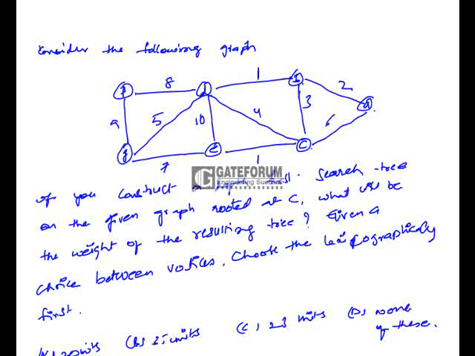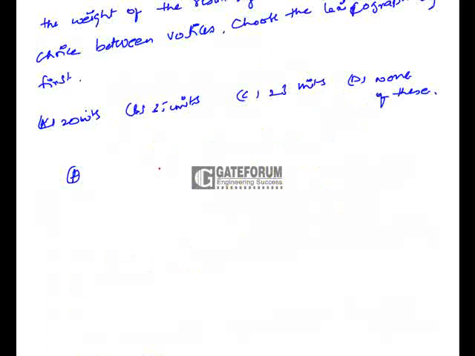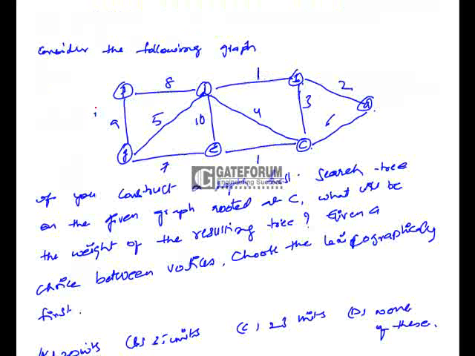So here we have to construct a DFS tree by starting at vertex C. So let us write vertices first. F, D, B, this is A, this is C, this is E, this is G. We have to start at vertex C. If you see the graph, we can see that vertices D, E, B and A are adjacent to C. So we can visit any of these four vertices.